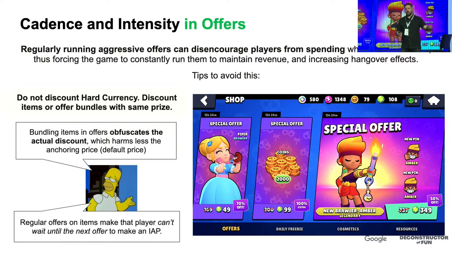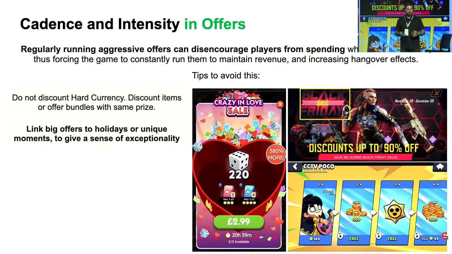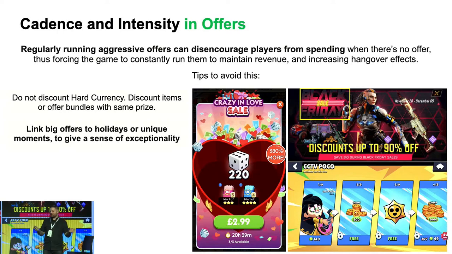And when players do not buy an item that is discounted, they don't know how long it will take until this item is discounted again, as opposed to giving a discount on hard currency, where you are discounting everything, and it may take a lot of time for the player to deplete their inventory in order to spend again. Link offers to seasonal stuff. So it's exceptional. That's why the price is lower. Don't expect it to happen often.